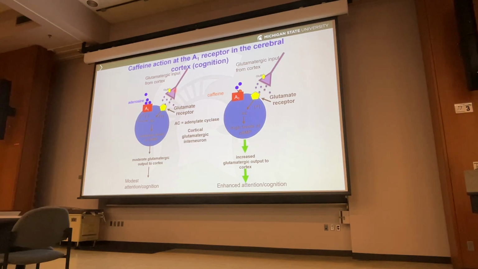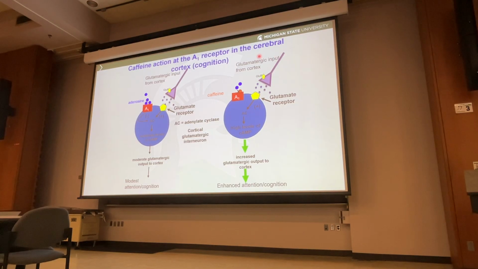So we've got a glutamate neuron synapsing on a glutamate neuron within the cortex. Glutamate is released, binds to a glutamate receptor, and causes an increase of adenylate cyclase activity. With adenosine bound to the A1 receptor on this glutamate neuron, it's going to inhibit adenylate cyclase activity. So the overall aggregate is a moderate amount of cyclic AMP activity, moderate glutamatergic output, and modest attention or cognition in this space. That's the standard flow, if you will.